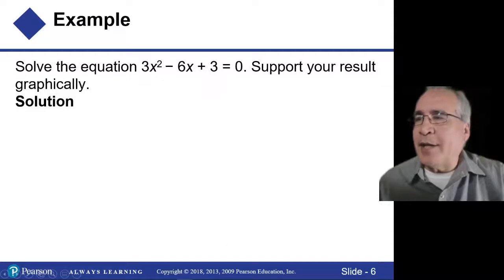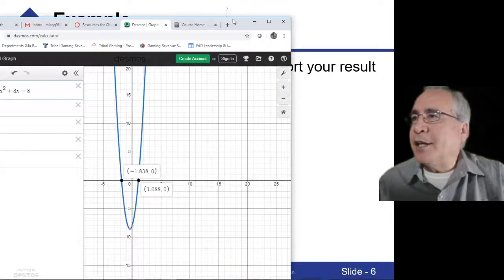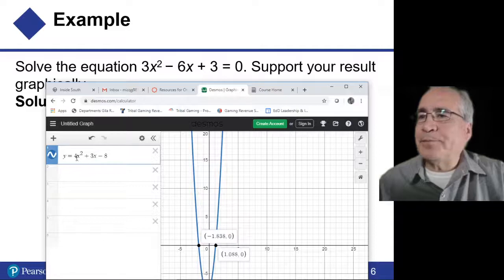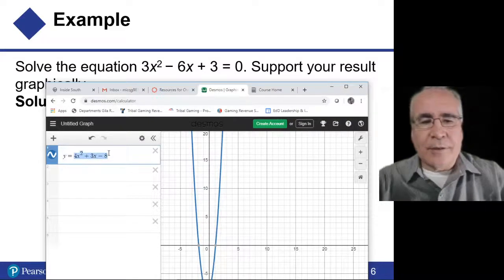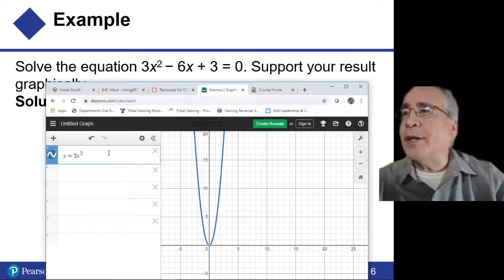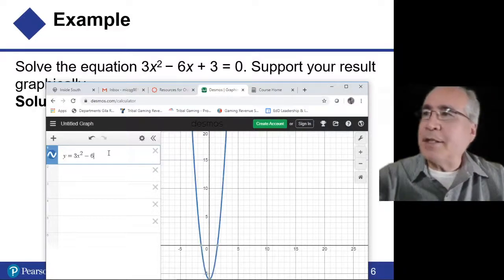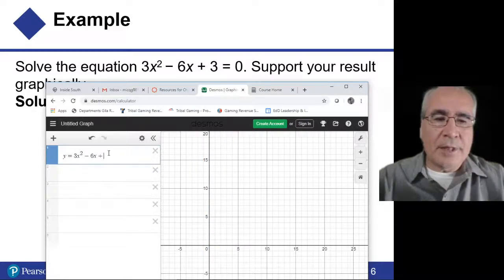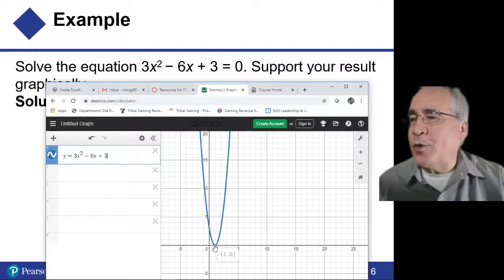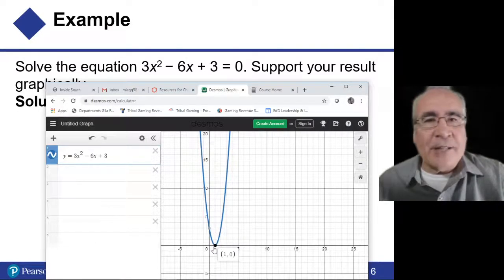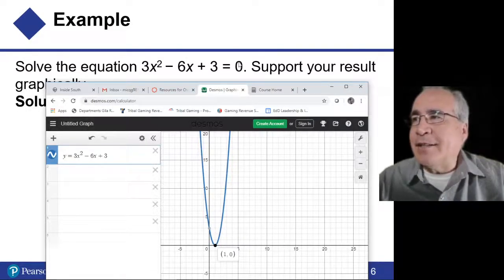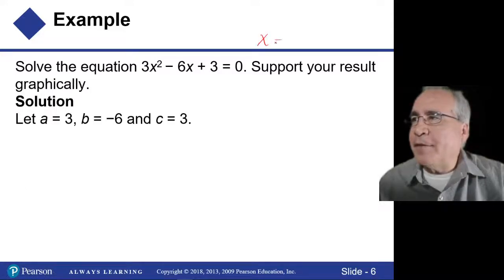Again, here we're going to strictly go to the graphical solution first. So we've got 3x squared minus 6x plus 3. I see there's one solution, x equals 1. And how do I know? Because that's where it touches the x-axis. This is saying y equals 0, that's the x-axis, x equals 1. So that one I could probably remember long enough, x equals 1.